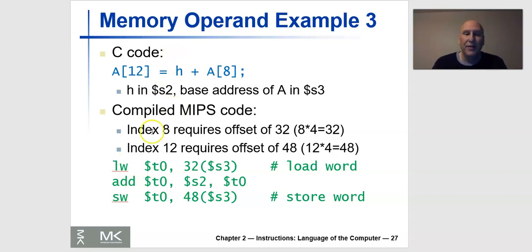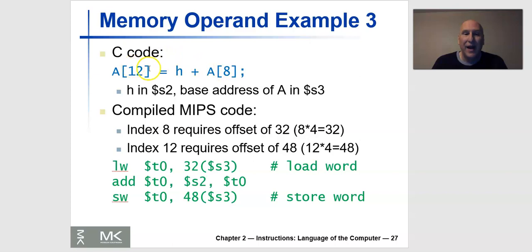So here we have, let's see, T0 is going to be our destination again. H is the first source, that's S2, and A bracket 8 is your second source, that's currently stored in T0. So I'm going to add what's in S2, that's H, and what's in T0, that's A bracket 8. And when I get that value, I'm just going to put that value back into T0. You could have used another temporary like T1 if you wanted to, but in this case it's not really needed. And then finally, now T0 has the result of H plus A bracket 8.